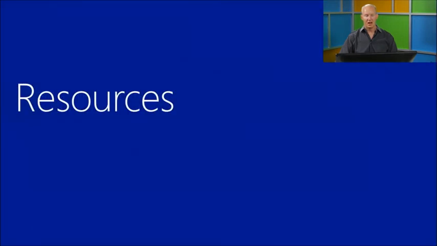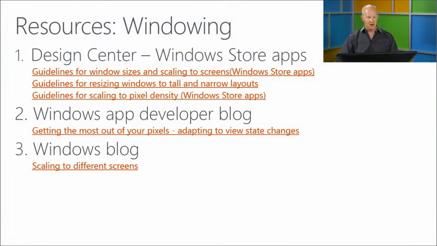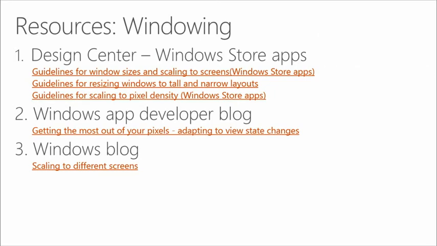Okay? So one of the things that we definitely want to do is make sure that all the windowing resources, you guys see those in the slides, so guidelines for window sizes, resizing, and then pixel density. The app developers blog has a great blog post on adapting to view state changes within your app. And same thing on the Windows blog, scaling different screen sizes is a great article to read. We've got all those linked here.